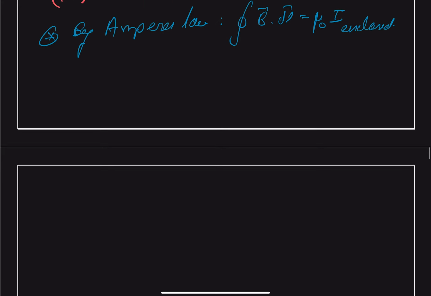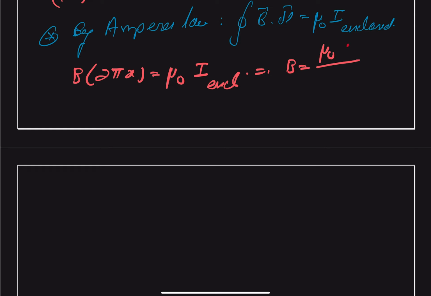And for this x variable, we can further write that B times 2 pi x will be equal to mu naught and I enclosed, and this gives us that the magnetic field is equal to mu naught I enclosed divided by x. So we found the equation of the magnetic field dependent upon the term x.